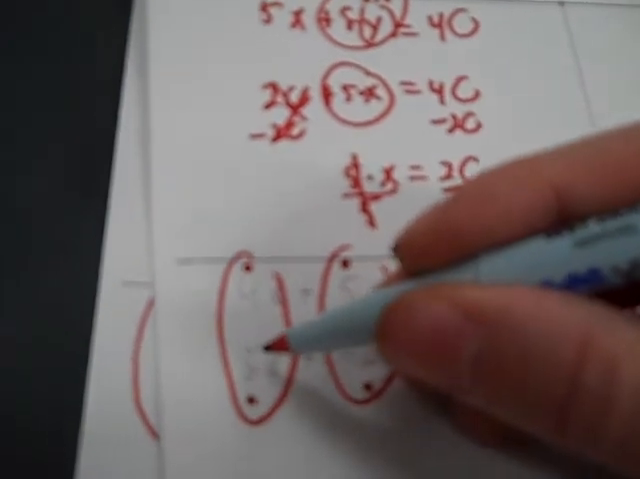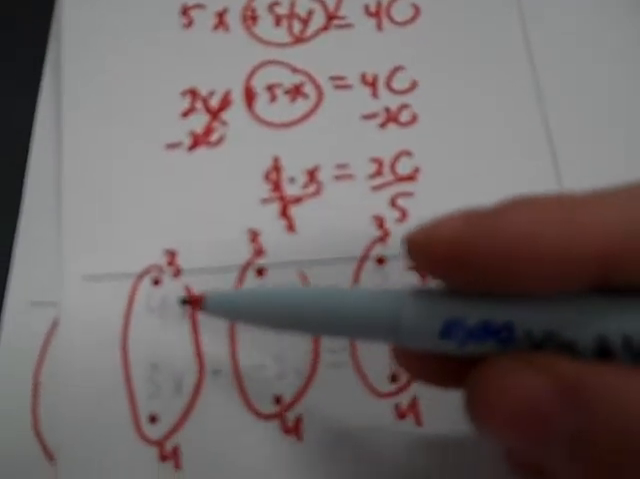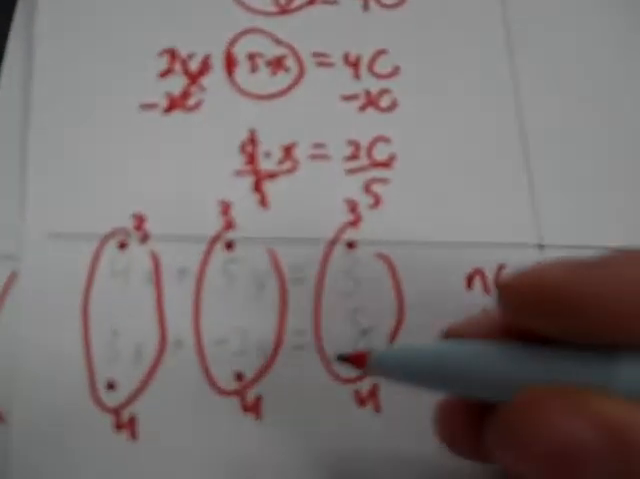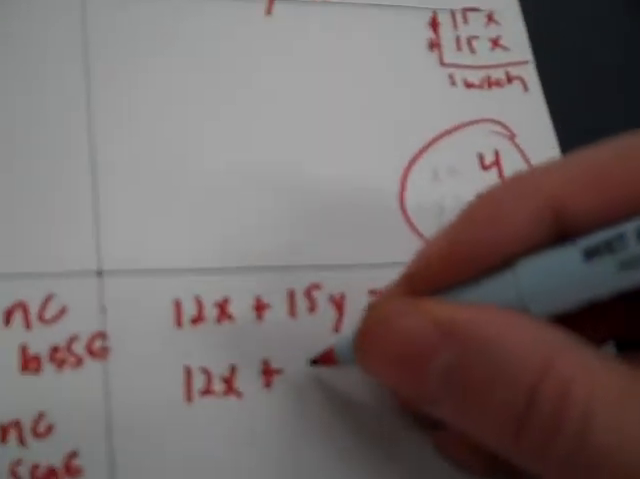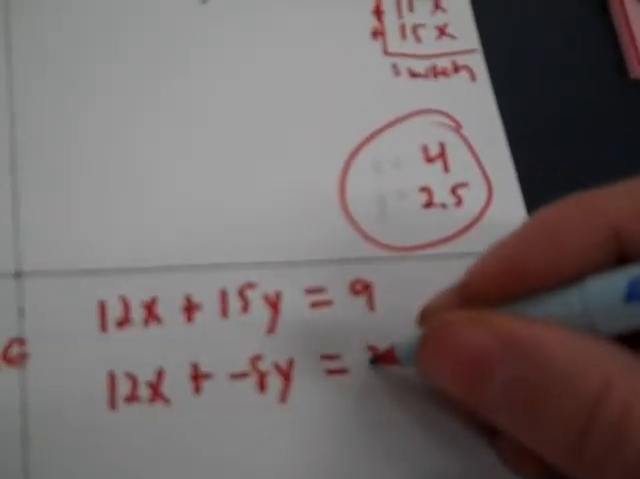So what's the bottom number you have in front? 3. So 3, 3, 3. And then 4, 4, 4, 4. So I take 4 times 3, and that's 12 with x. I take 5 times 3, and that's 15 with y. And then 3 times 3 is just 9. Now on the bottom, 3 times 4 is 12 with x. Negative 2 times 4 is negative 8 with y. And then 8 times 4 is 32.